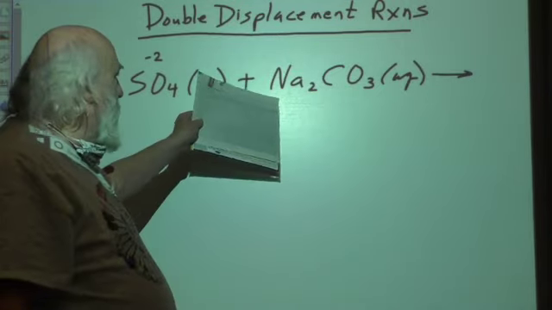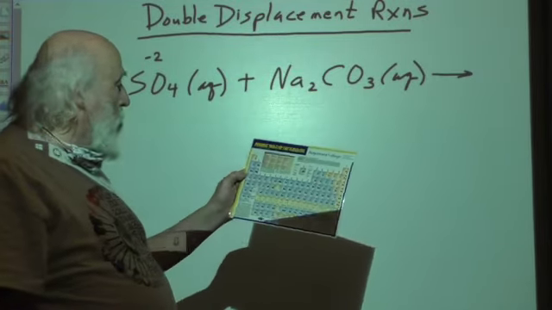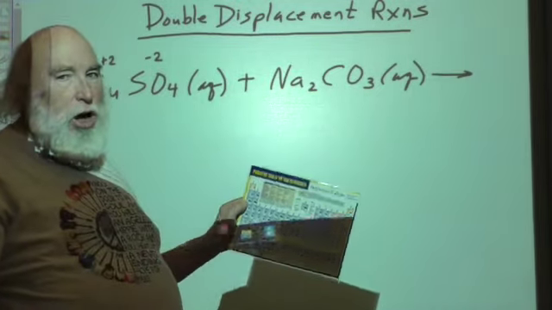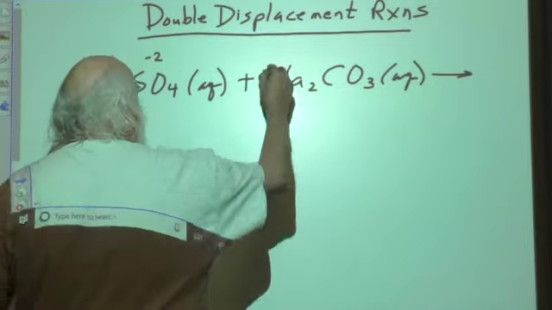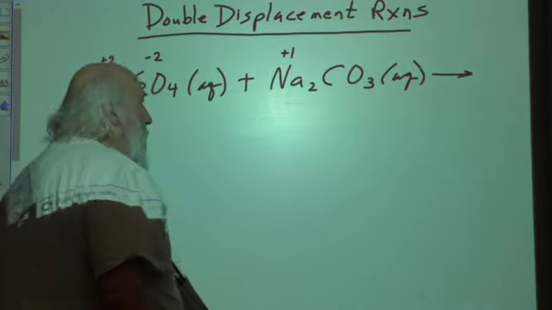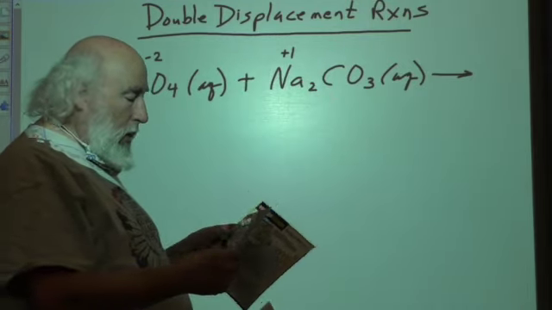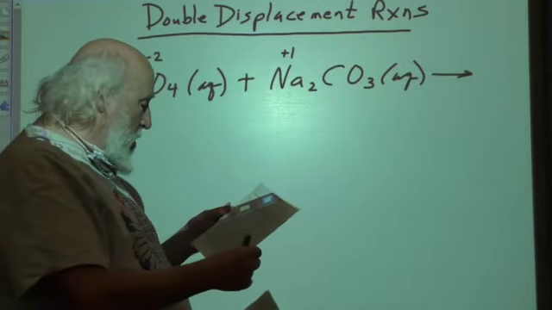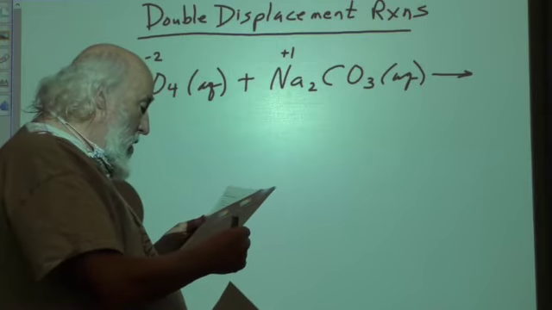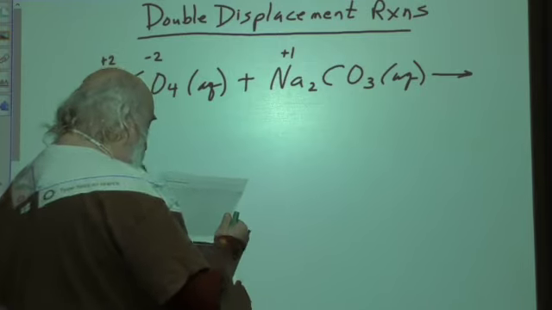We come over here to the sodium, Na. Na is a group 1A metal, therefore it has a charge of +1. And the carbonate, the CO3, is in the polyatomic ion chart. Carbonate has a charge of -2.